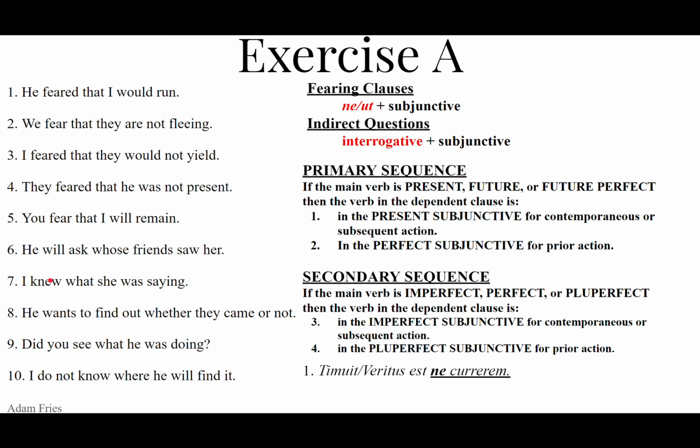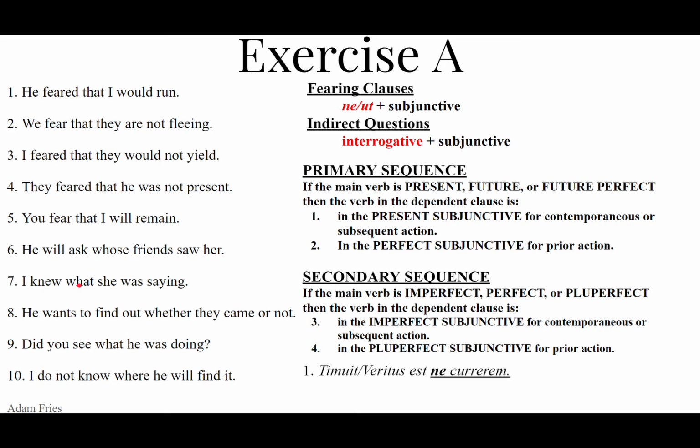So I knew. We have scio, scire, scivi, scitus. Science, scientia, that's the noun form of scio. That's stuff that we know. Science is the collective knowledge of stuff that we know. So scio, scire, scivi, scitus. I knew, past tense. We don't say I knowed, we say I knew. So perfect. Scivi, what she was saying.